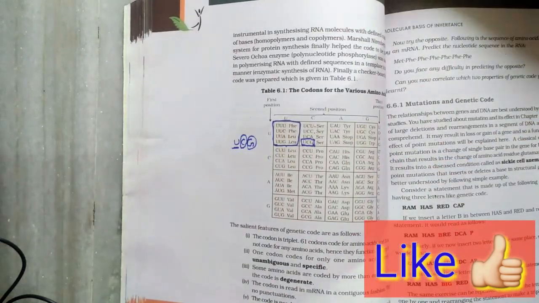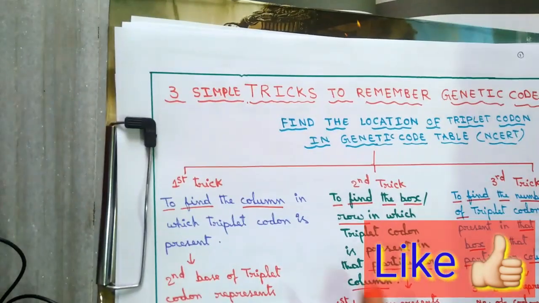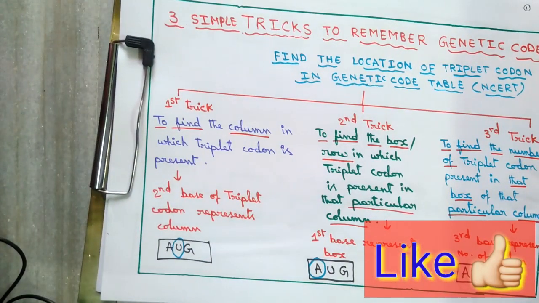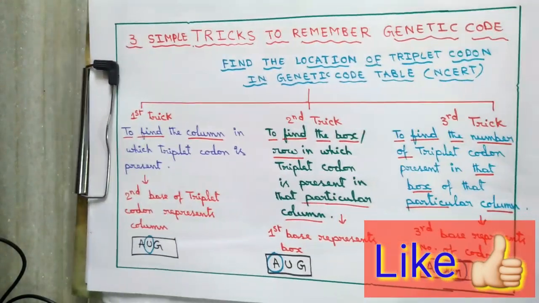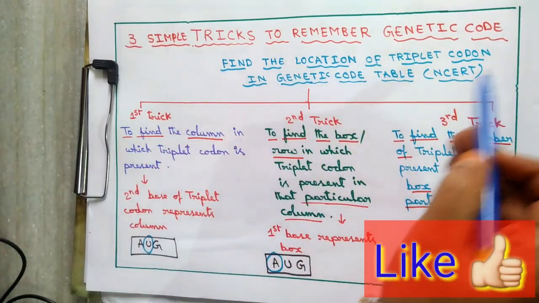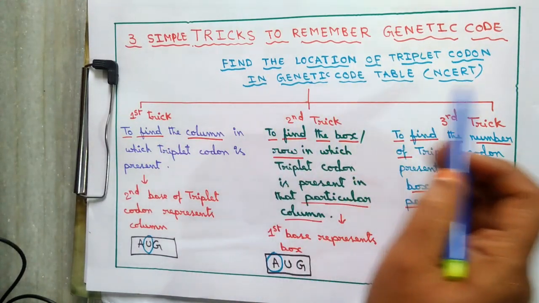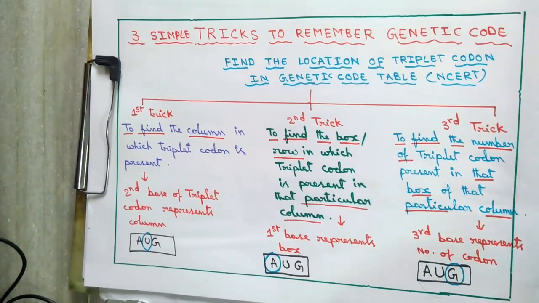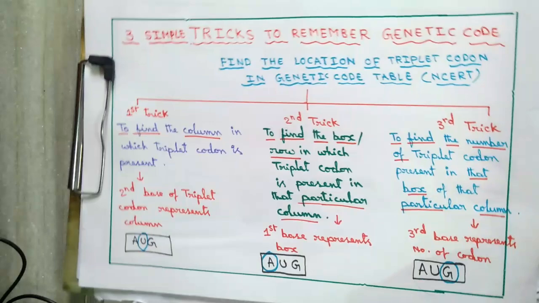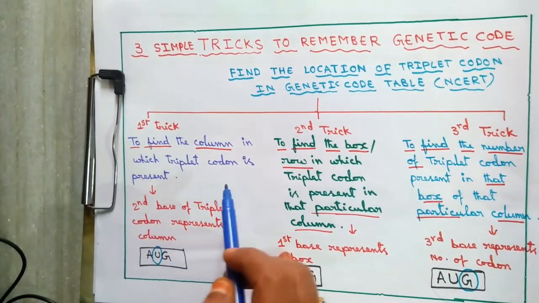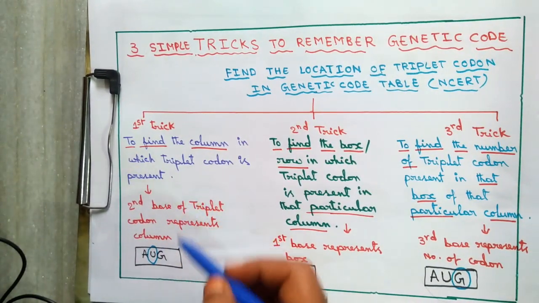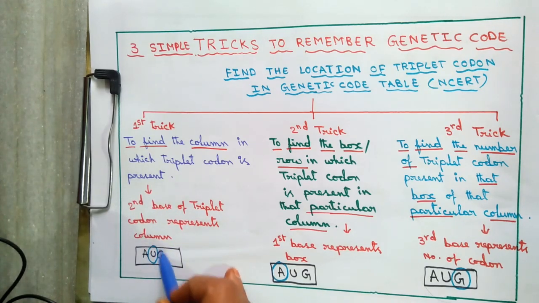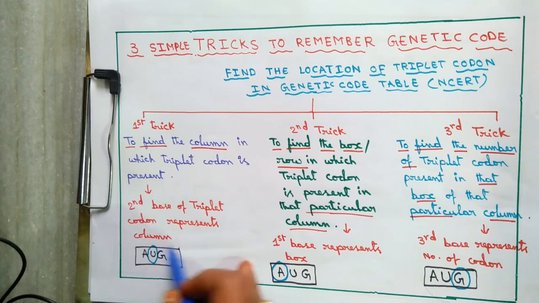Right. Now let's go to the tricks to locate these triplet codons in the genetic code table. So, 3 simple tricks to remember the genetic code: find the location of a triplet codon in the genetic code table given in NCERT. The first trick is to find the column in which the triplet codon is present. How can we find it? The second base of the triplet codon represents the column. I have taken the example AUG, a triplet codon.